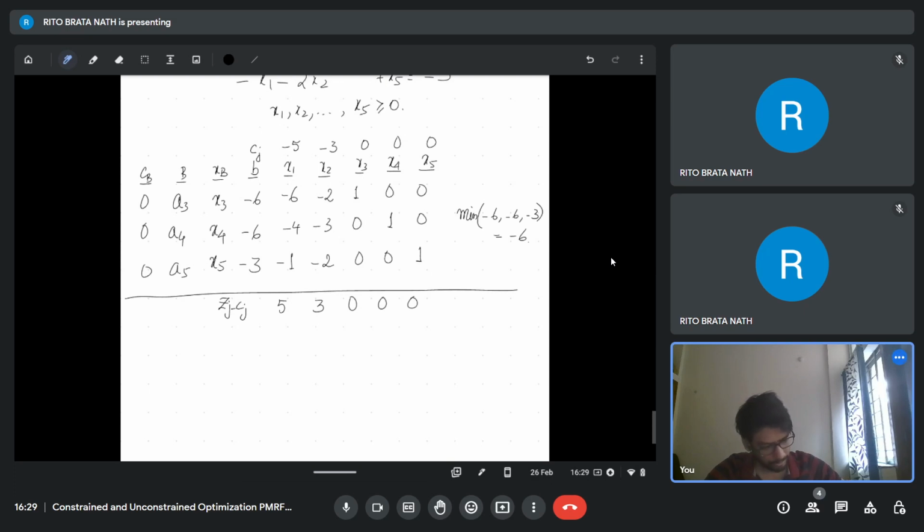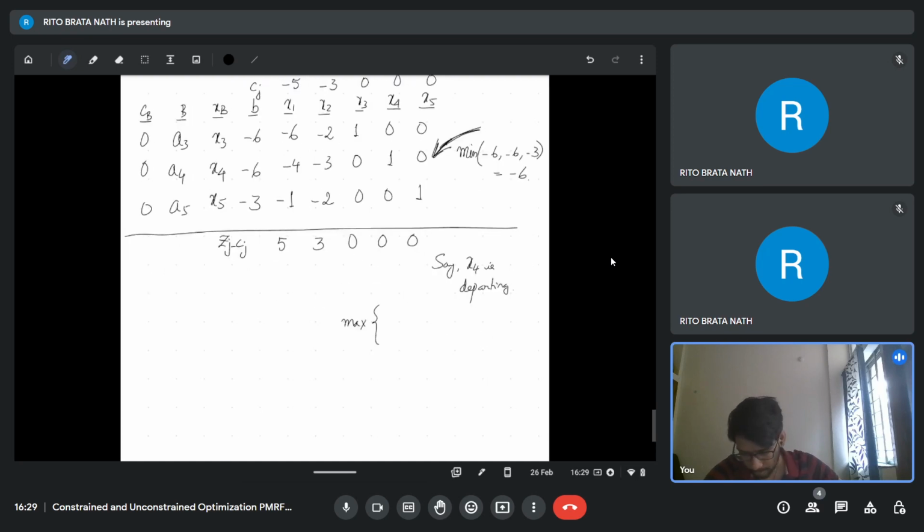But what you can do, you can take x4 as the departing variable. In that case, say x4 is departing. Now calculate max of 5 divided by -4, comma, 3 divided by -3, right? That's -1. So this one is max. So that means x2 is entering.